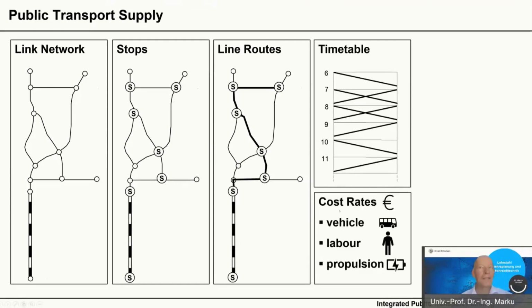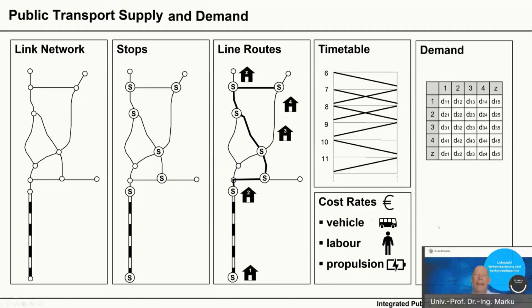We also need to store information, if we want to optimize something, about cost rates concerning vehicles, concerning labor, maybe propulsion. So we store information on vehicles and labor.